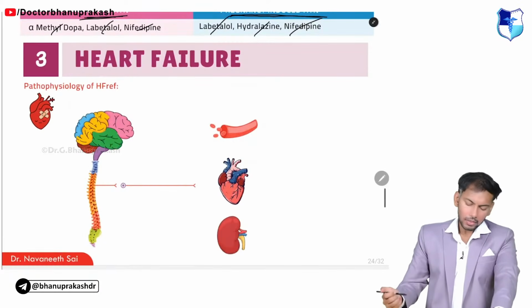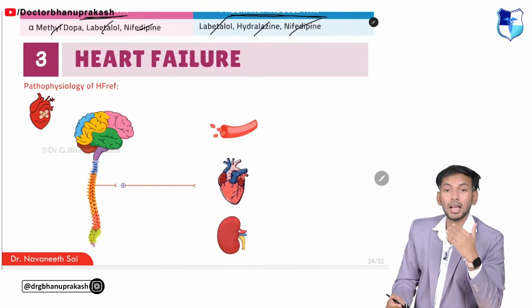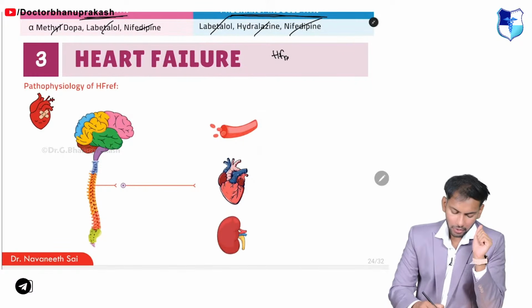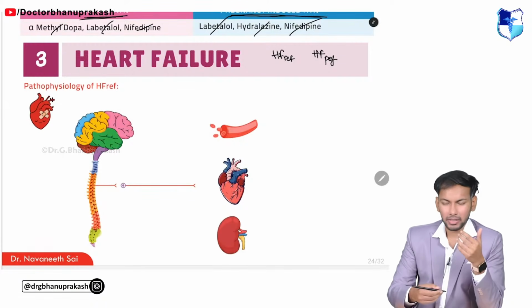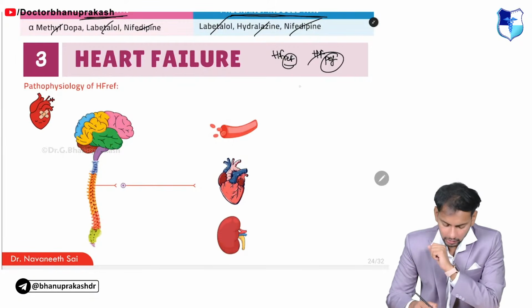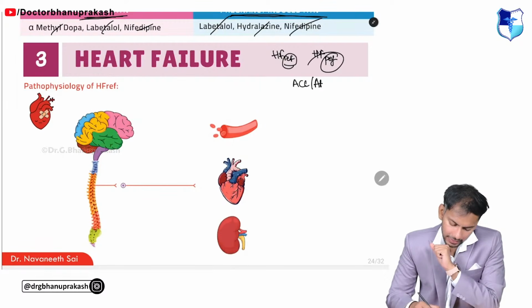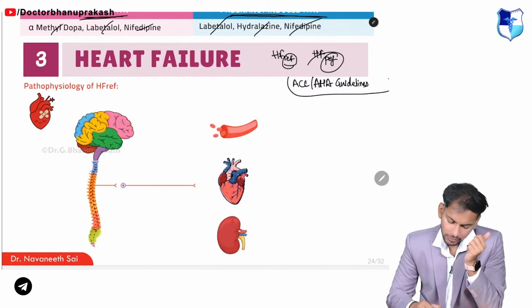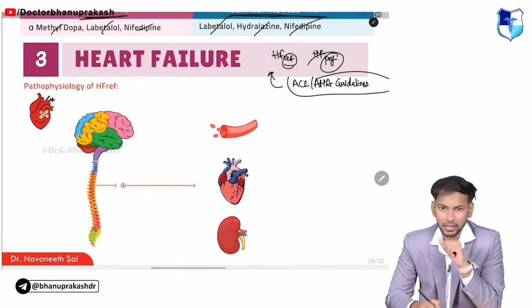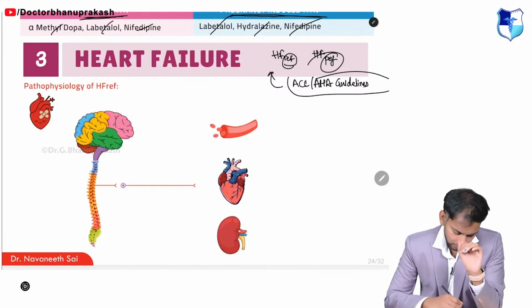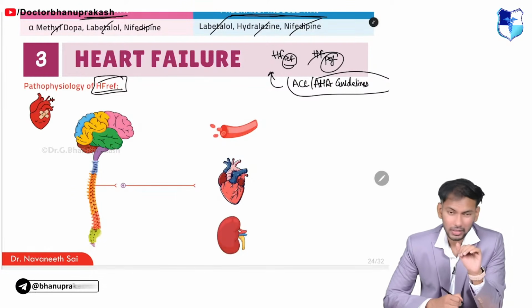Now, coming to the third chapter, that is heart failure. We have two kinds of heart failure. One is HFrEF, the other one is HFpEF. HFrEF means reduced ejection fraction, HFpEF means preserved ejection fraction. Now, according to the ACC/AHA guidelines of heart failure, we have a pretty good treatment for HFrEF. So, we are going to discuss the treatment of HFrEF. Everything here is about HFrEF.